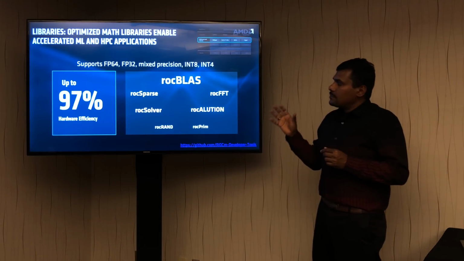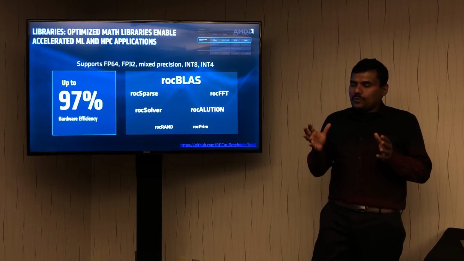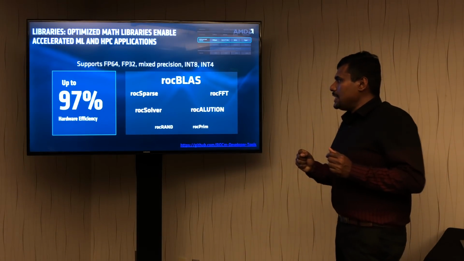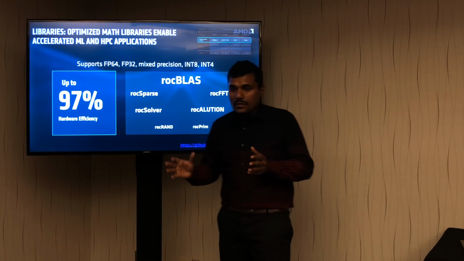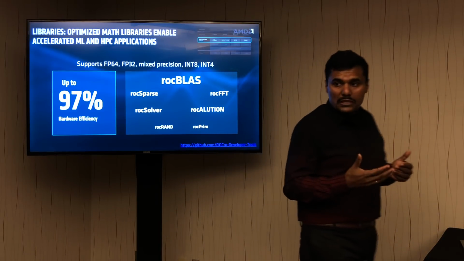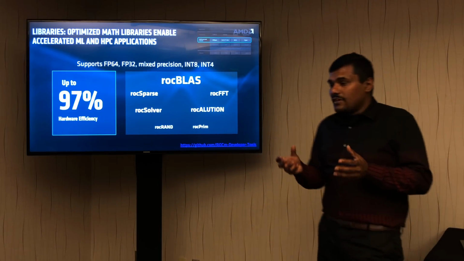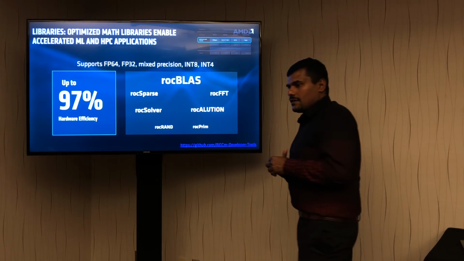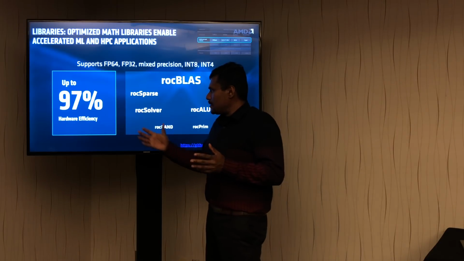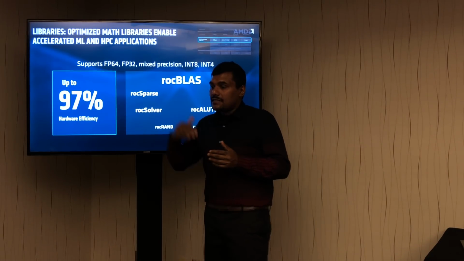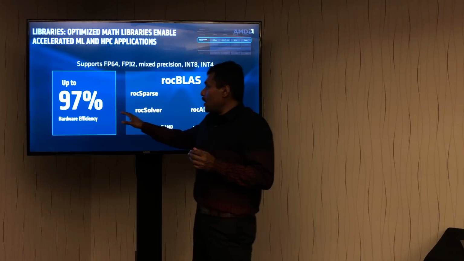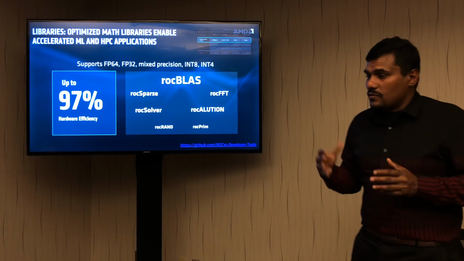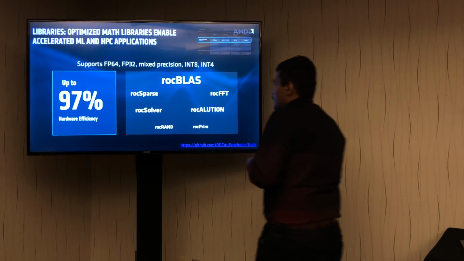Right? Libraries are the important piece of the machine learning network. So for example, GEMM, general matrix to matrix multiplication, is a very core functionality of machine learning workloads that we need to make sure has the highest efficiency. I'm proud to say that we are up to 97% hardware efficiency from a software point of view.